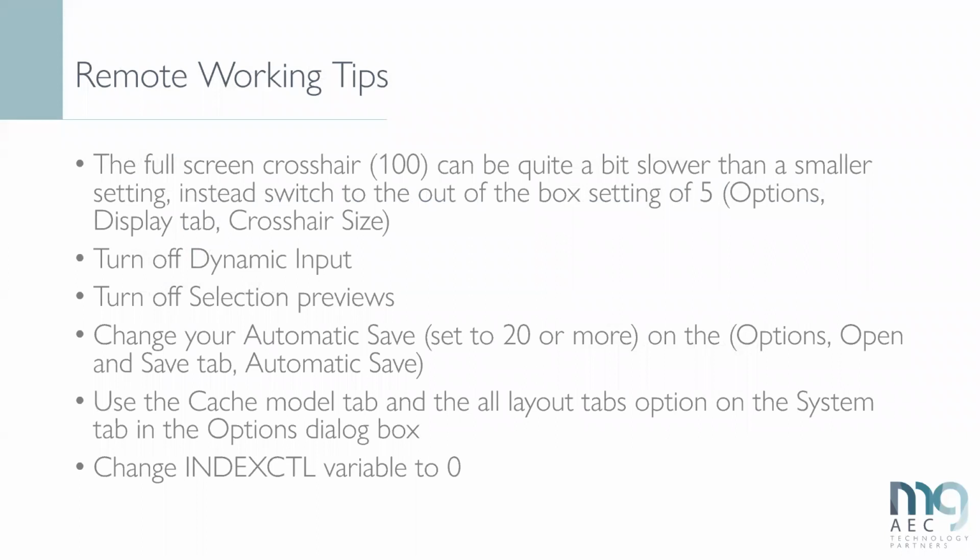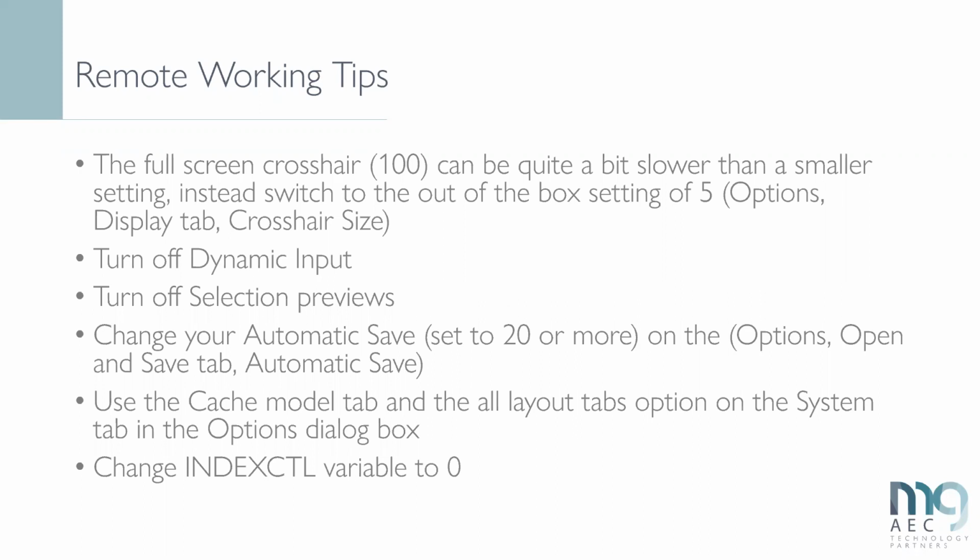There are some remote working tips out there that will help optimize your experience when you're working at home. If you're using full screen crosshairs, this can be graphically taxing. So setting your crosshairs to that out of the box setting of 5 will actually improve your performance. Turn off your dynamic input. This is another thing graphically taxing. Anything that's really graphically taxing on your system is going to slow down your experience when you are working remotely.